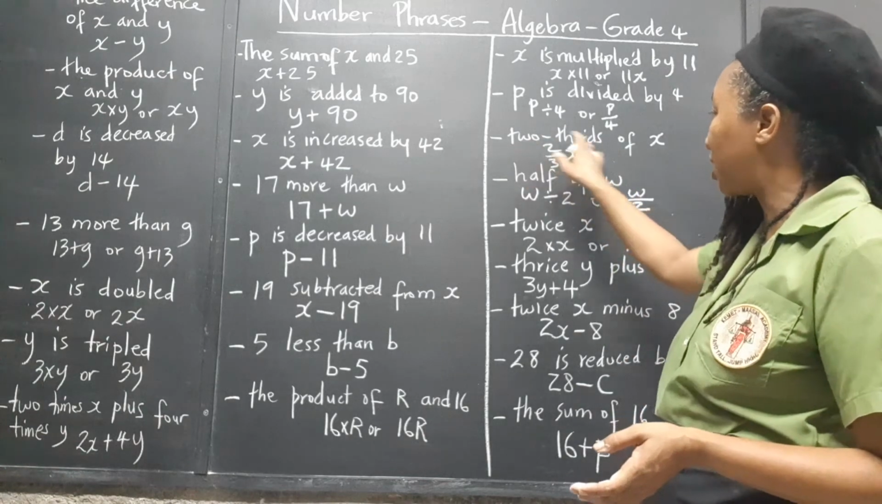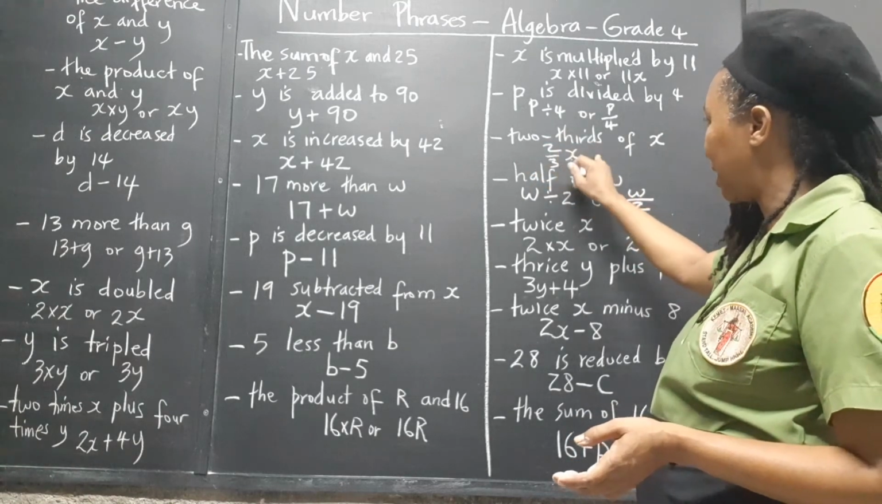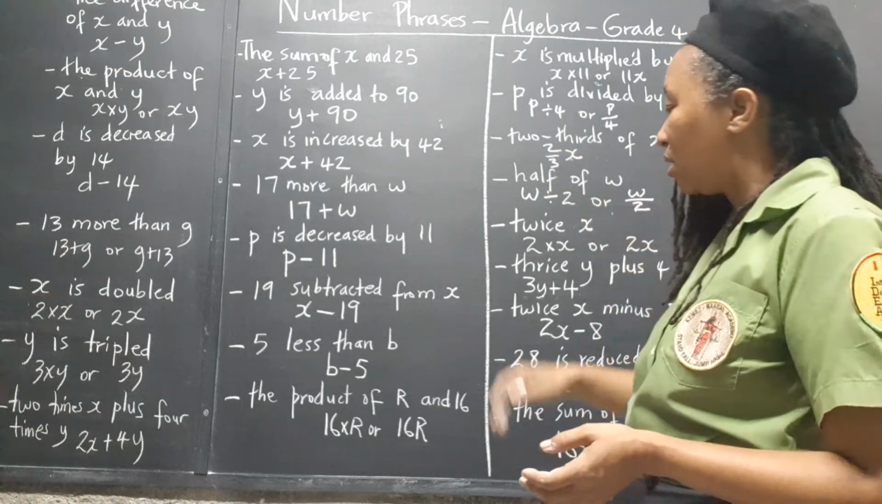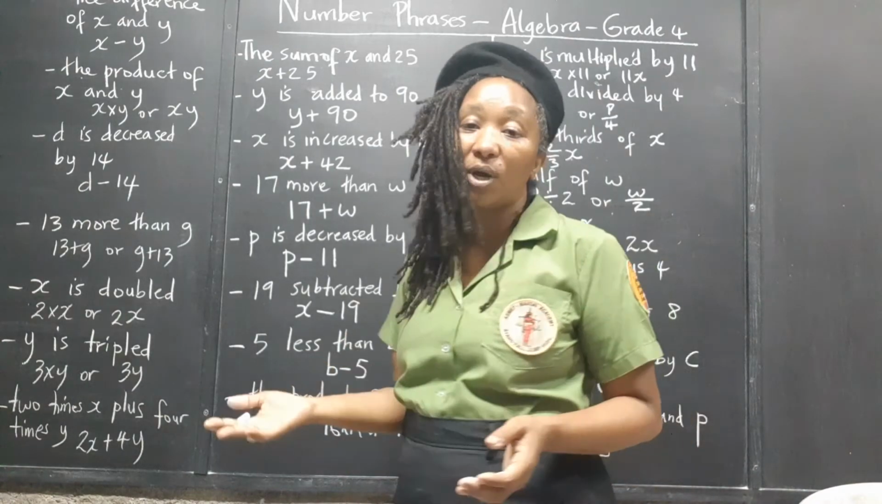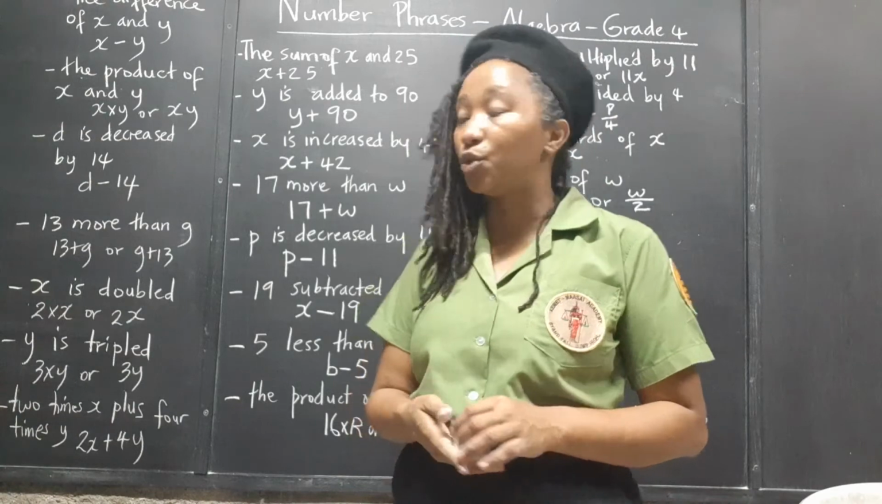2/3, so that's a fraction. 2/3 of x, 2/3 times x. Right? So just follow what you're told to do. Remember those key words and you'll be good to go.